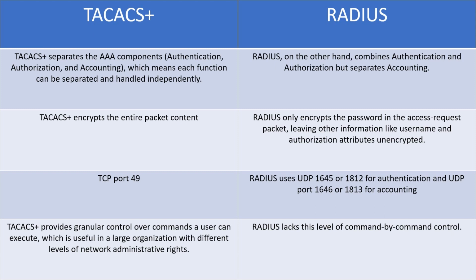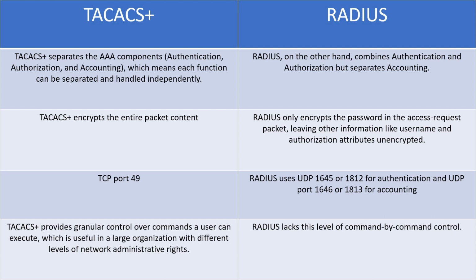TACACS provides more granular control. It can authorize certain commands. For example, Bob can execute the shut and no shut interface commands, and Alice cannot do that. So we can have each user with a different authorization level. RADIUS doesn't provide that level of functionality.